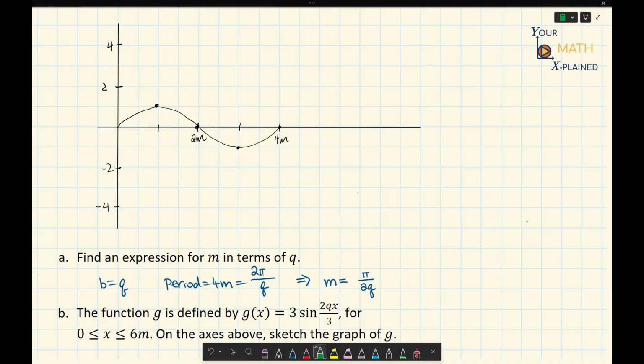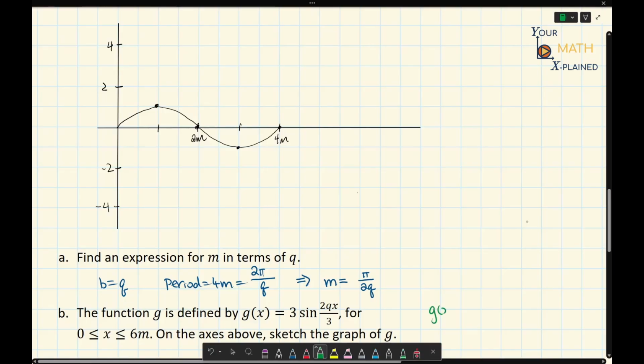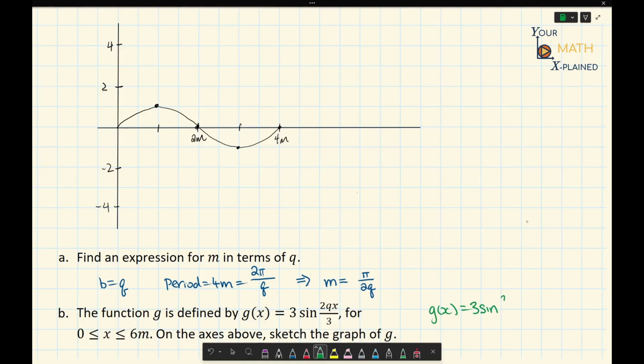Or we can actually just rewrite g of x as g of x is equal to 3 times sine of, I'm going to take the 2 over 3 out in front, and then I'll leave the qx after.